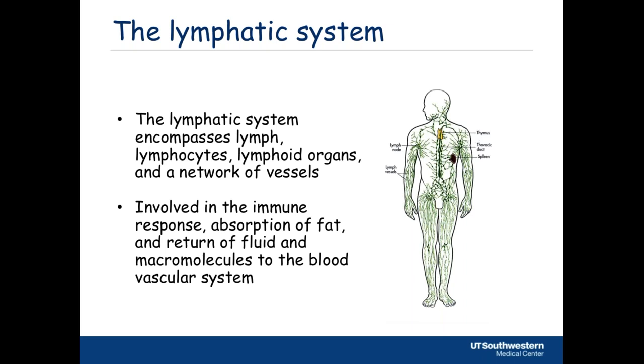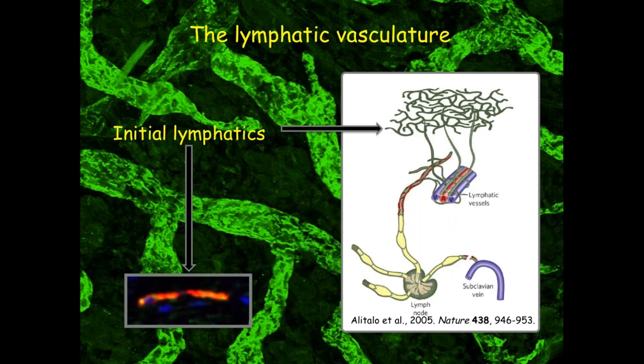Lymphatic vessels serve several important physiological functions. Lymphatic vessels are involved in the immune response. They absorb and transport fat, and they return fluid and macromolecules to the blood vascular system. And there are two distinct types of vessels which work together to carry out these physiological functions.